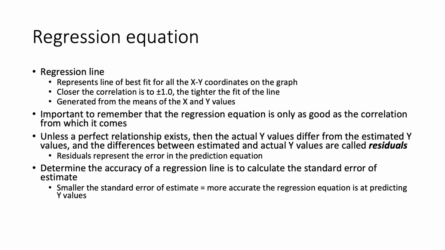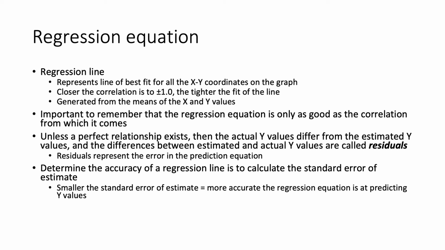So what is a regression line exactly? This line represents the line of best fit for all the xy coordinates on the graph, which is where the x and y means intersect. The closer the correlation is to -1 or +1, the tighter the fit of the line is to the points on the scatter plot. So the regression line is generated from the means of the x and y values, and it is this line from which the regression equation comes.